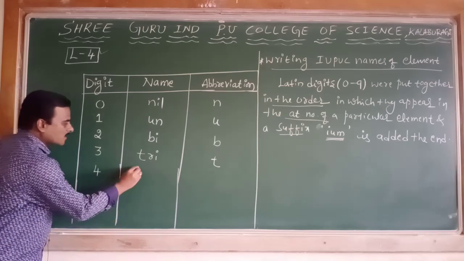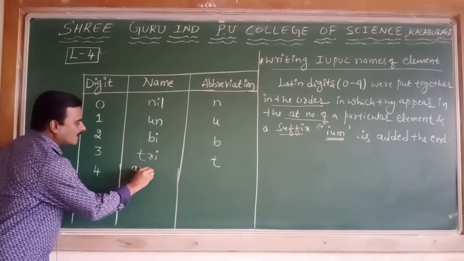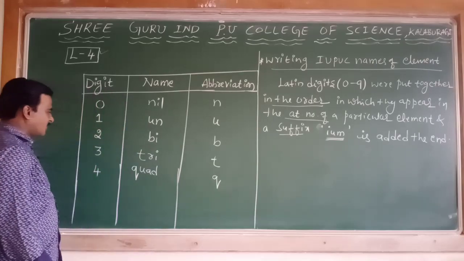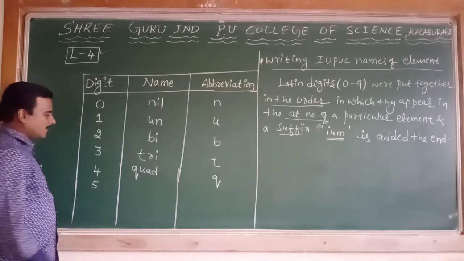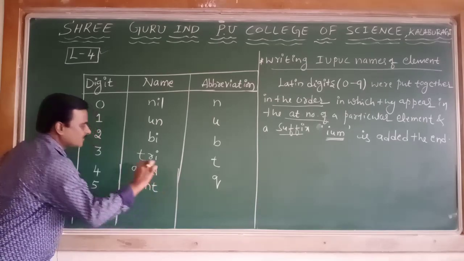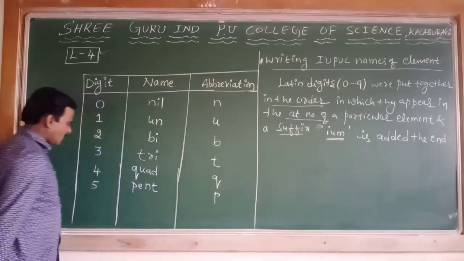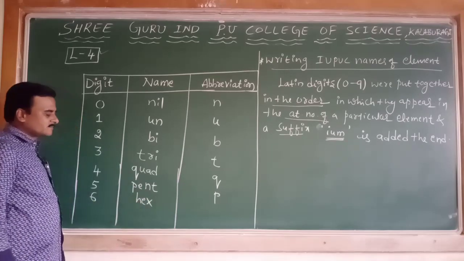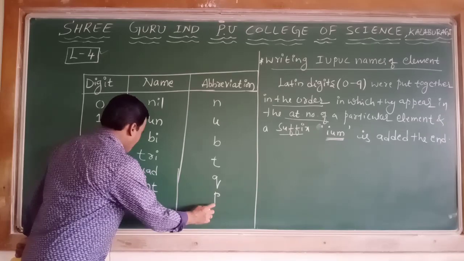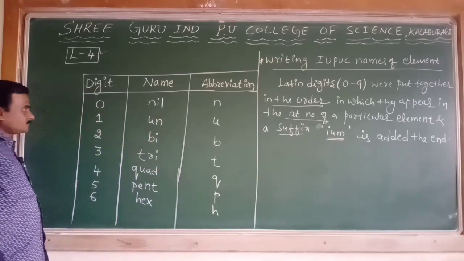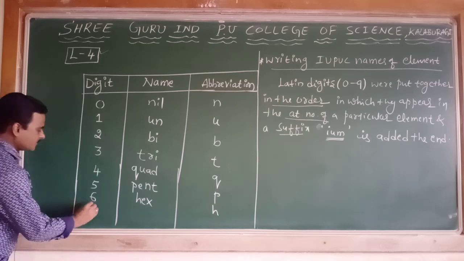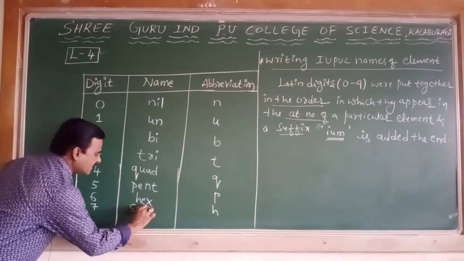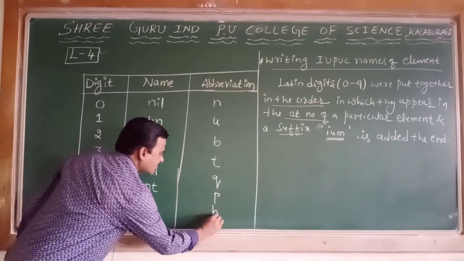4, the name is quad, Q-U-A-D, quad, abbreviation Q. 5, pent, abbreviation P. 6, hex, abbreviation H. 7, sept, S-E-P-T, sept, abbreviation S.